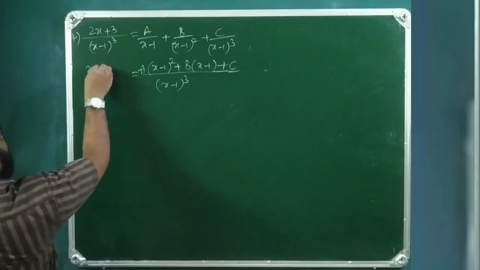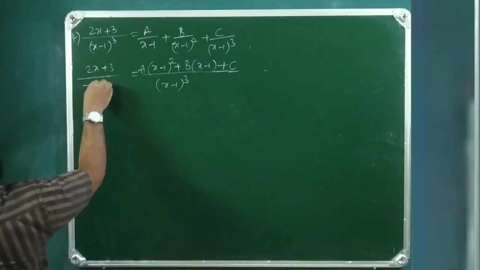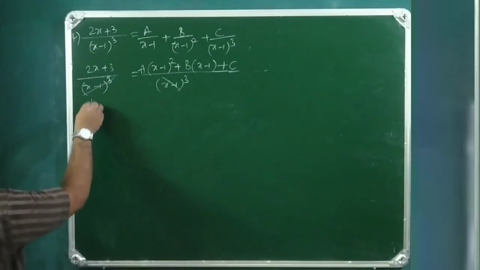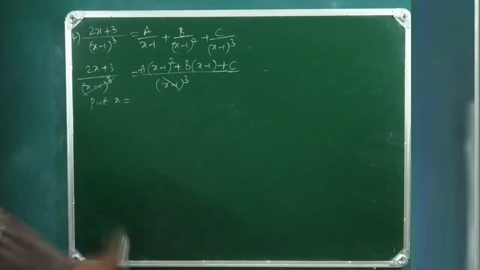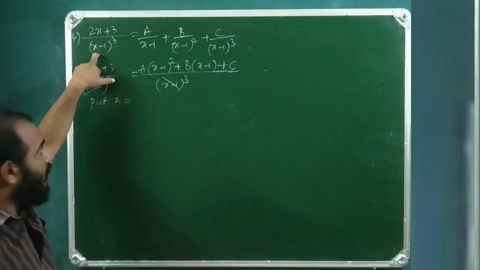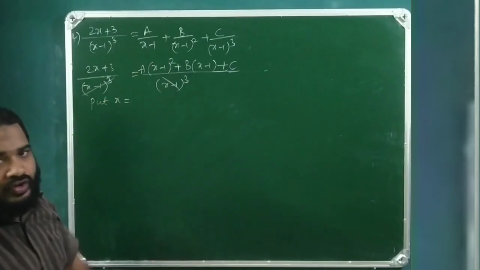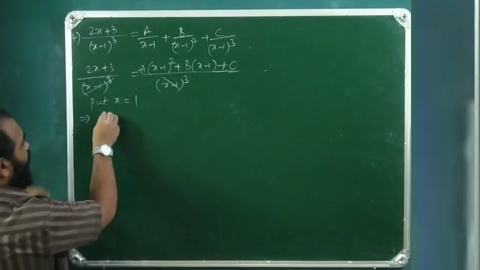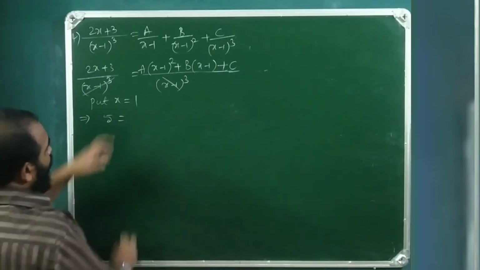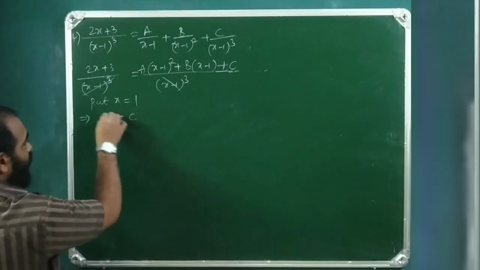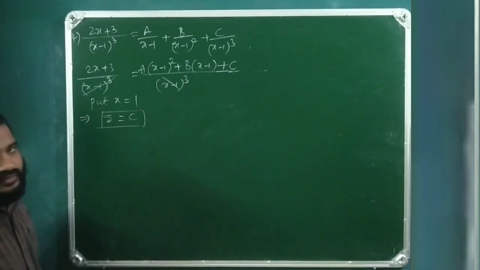This is 2x plus 3 by x minus 1 whole cube. So cancelled. So put x equal to, here x minus 1 is the only linear factor, so equated to 0, x equals 1 we will use. 2 ones are 2, 2 plus 3 is 5. So 1 minus 1 is 0, 1 minus 1 is 0. So directly C is equal to 5 we get.